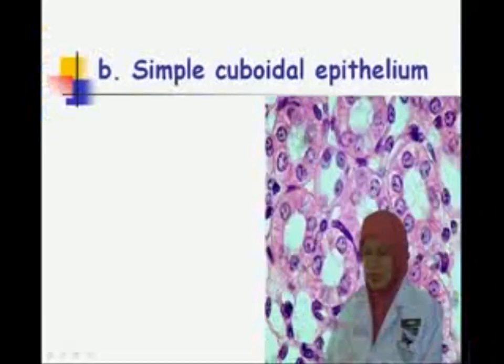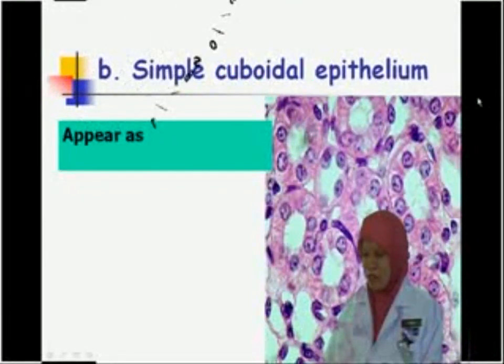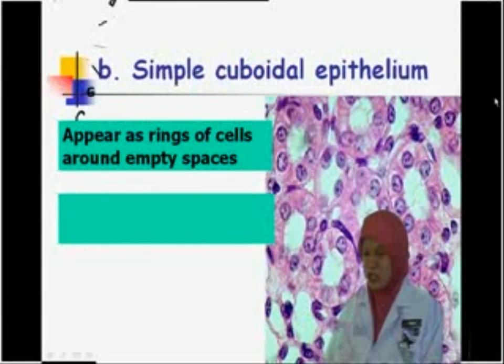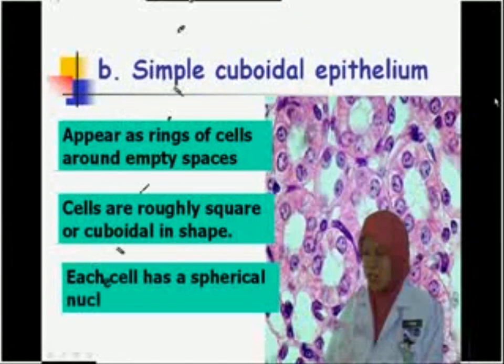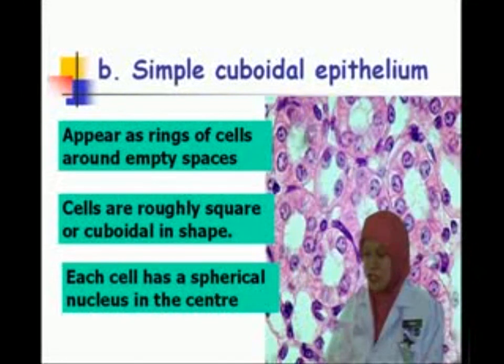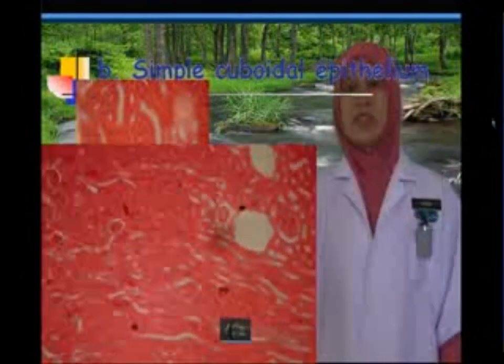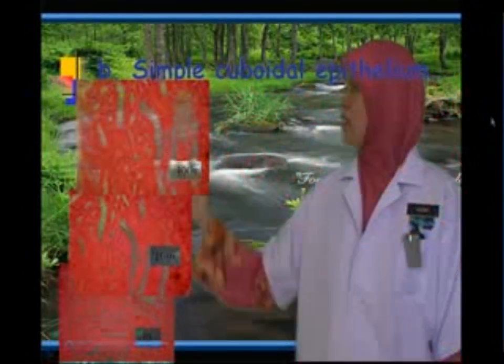Scientific drawings. Simple cuboidal epithelium appear as rings of cells around empty spaces. Cells are roughly square or cuboidal in shape. Each cell has a spherical nucleus in the center. 40 times, 100 times, 400 times.